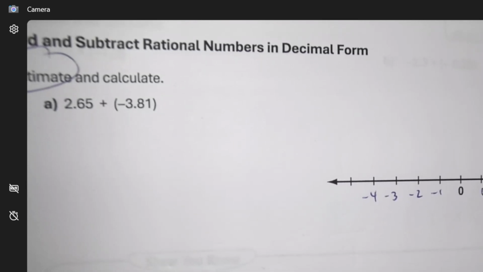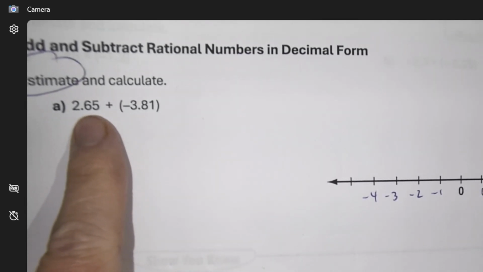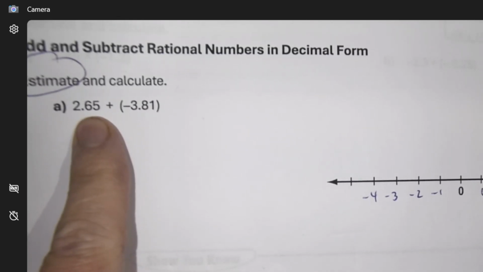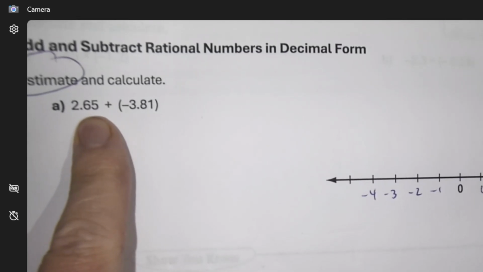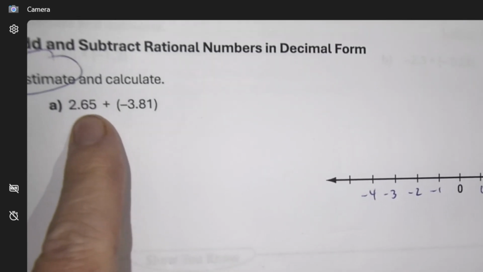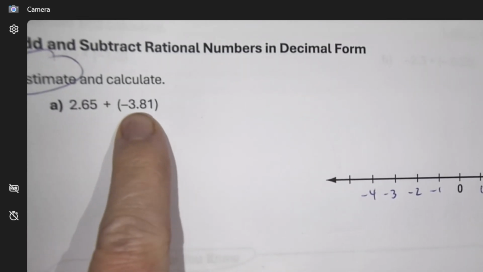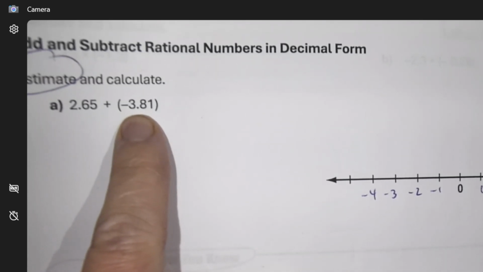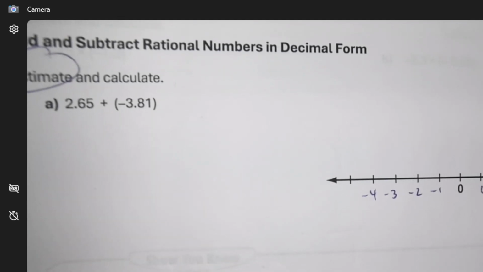All right, so here's what I would do. I could say 2.65. I'd be about right there, right? Then this says to go down, right? Subtract to go down. I'm not going to go down quite 4. So just shy of 4.